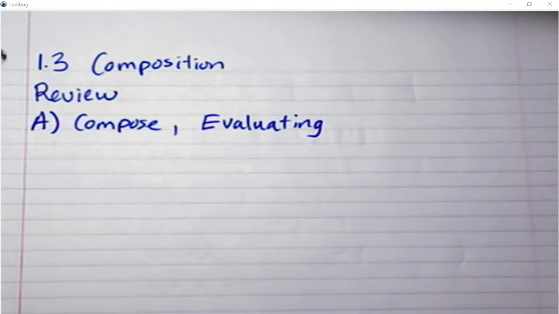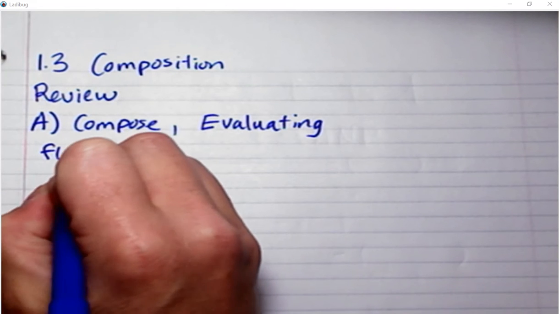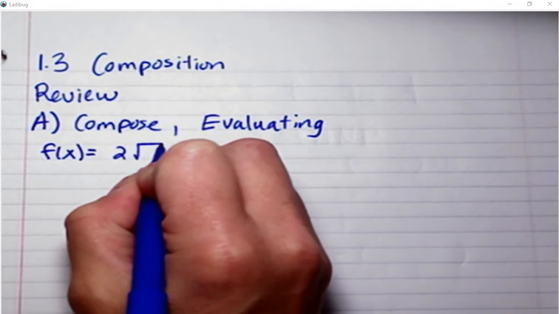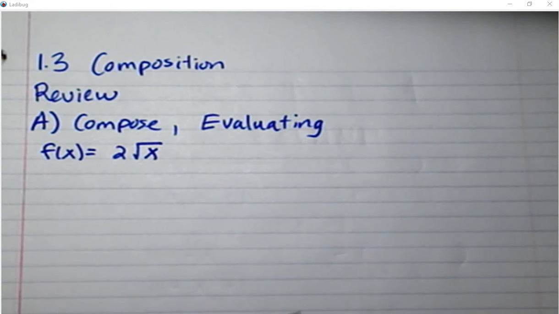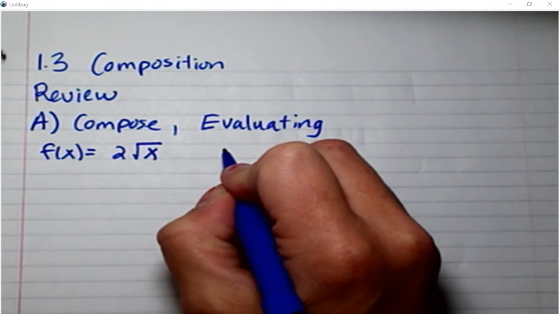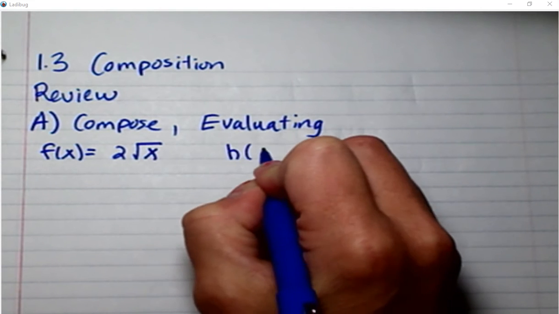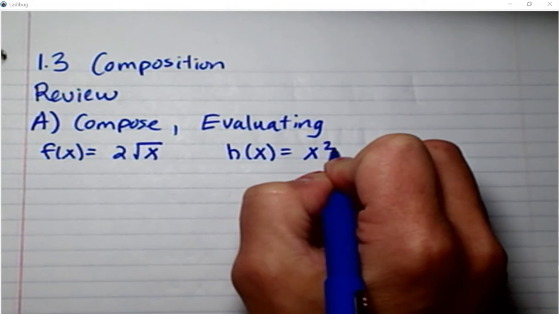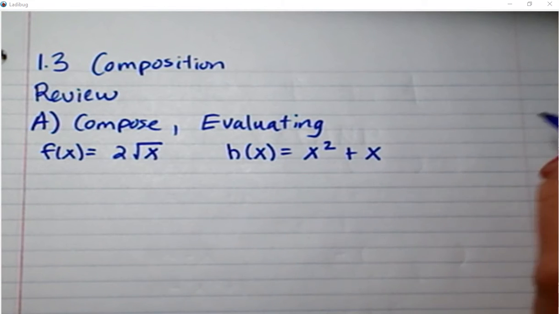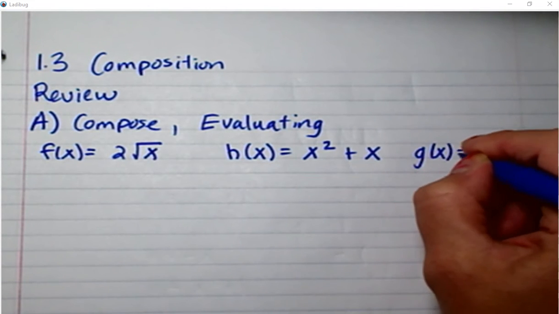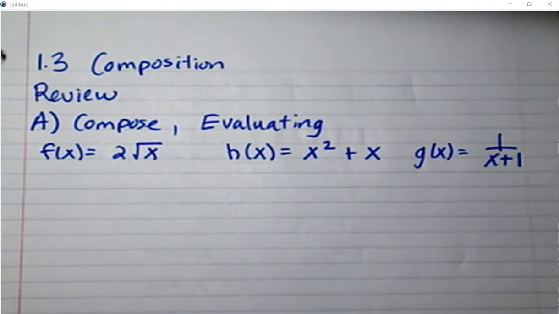Okay, we're gonna do just a tiny bit of review from last class. So this is actually where we are, composing and we'll say evaluating. I just want to show an example, just a reminder of where we are at. Okay, so I'll give you f of x equals 2 root x, and I'll give you h of x equals x squared plus x, and g of x equals 1 over x plus 1.